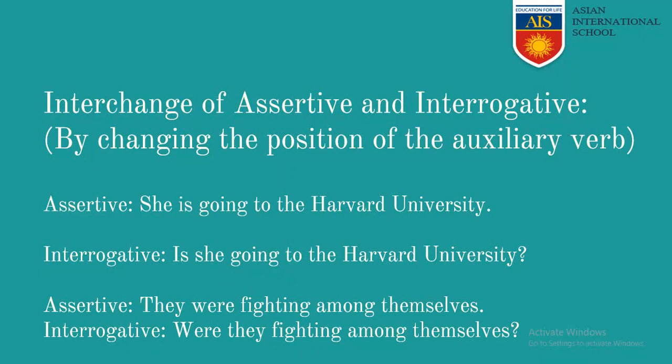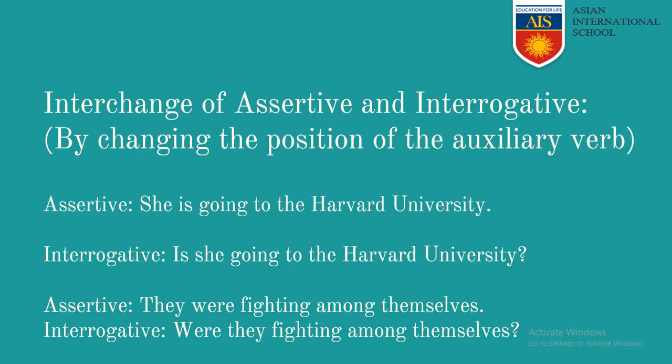In this sentence, the auxiliary verb or the helping verb is "is." She is going to the Harvard University. So, if we are ever asked to change this into an interrogative sentence, how are we going to do that? We will just change the position of the auxiliary verb, that is, we will bring the verb to the beginning of the sentence. Is she going to the Harvard University?